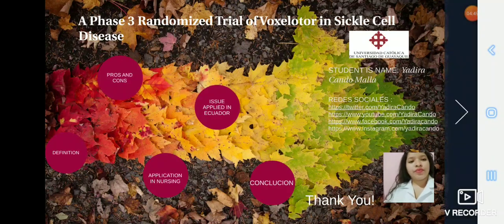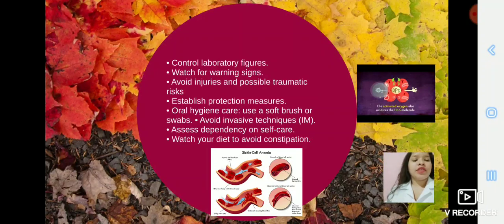Nursing application: control laboratory findings, warning signals, avoiding injury and the risk of trauma, establishing protection measures, use of soft brush on the swab, avoiding advanced techniques, assess dependencies of self-care, and what to do to avoid constipation.